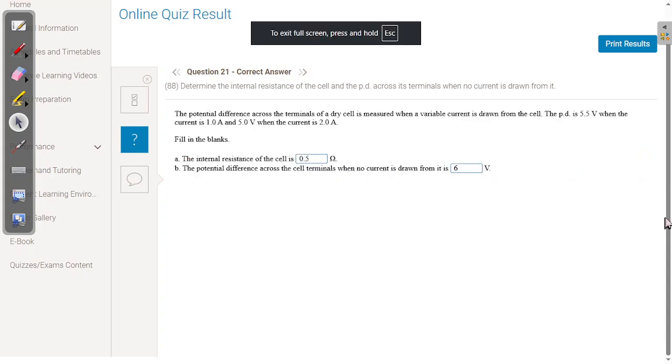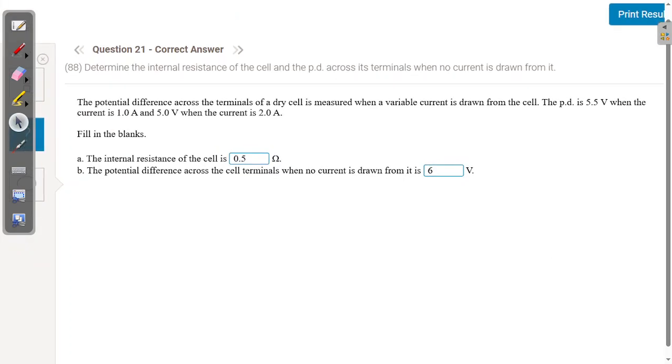The potential difference across the terminals of a dry cell is measured when a variable current is drawn from the cell. The potential difference is 5.5 when the current is 1 and 5 when the current is 2. They want the internal resistance. Okay, since this is a variable current, so it's changing, we can't just do V over I, because for this one you get 5.5 over 1, and for that one you get 5 over 2, which are not equal.